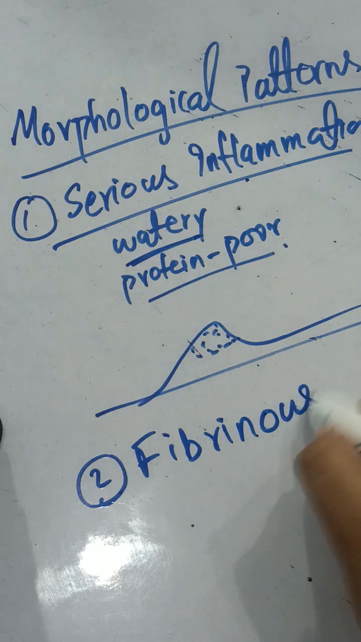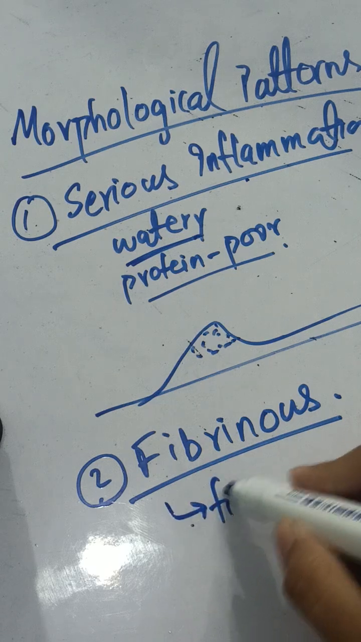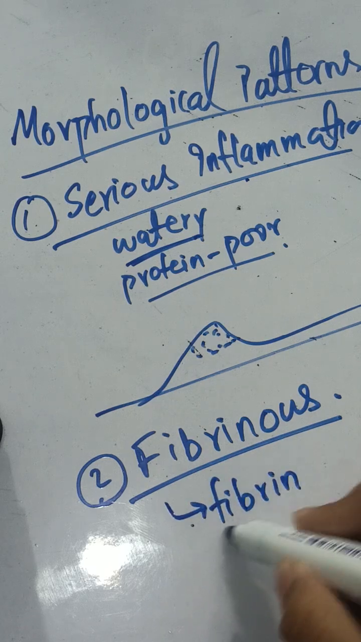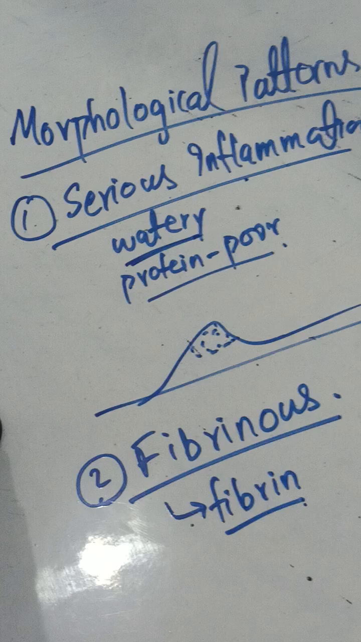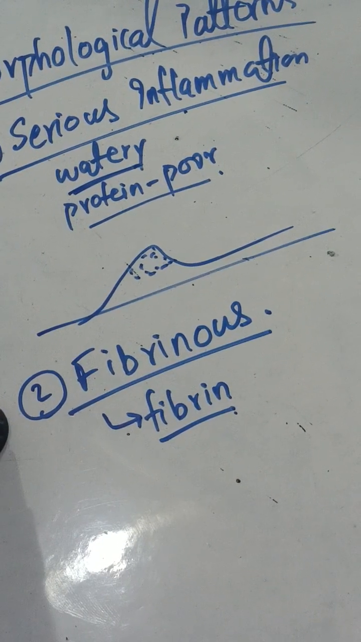fibrinous inflammation. So fibrinous inflammation, as its name indicates, is a severe injury that leads to the deposition of fibrin inside your tissue. So at the site of injury, you will see the fibrin. And why fibrin? Because the fibrinogen leaks. Due to this leakage, the fibrin occurs at the site of injury.